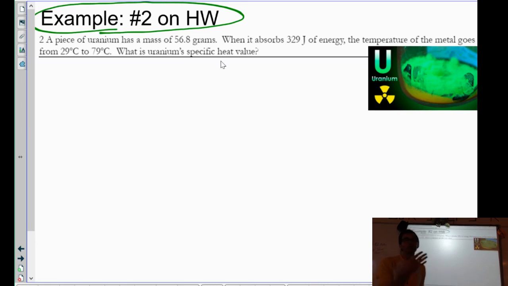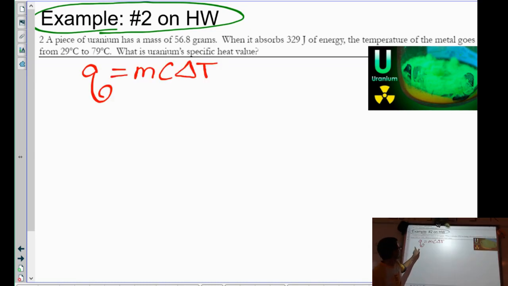All right, and again, I'm going to try to run through it kind of quickly to save some time on the video. But word problems, again, you have to take your time and read what you are trying to solve for. Once you figure that out, it's not too bad. It's kind of just like plugging numbers into your equation. So on your homework, I want to do number two together. In this example, uranium has this mass, it absorbs this energy, and we know it changes temperature from 29 to 79. We're trying to find the specific heat value.